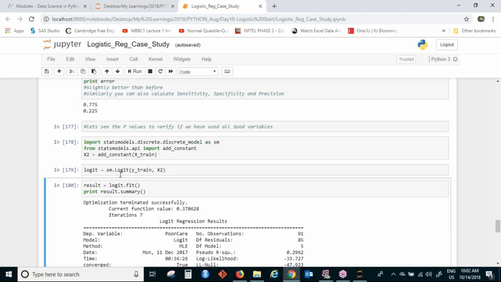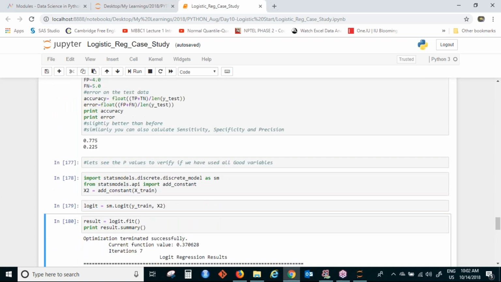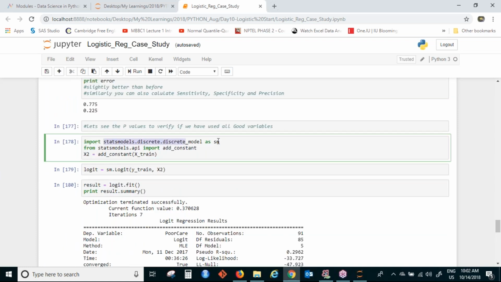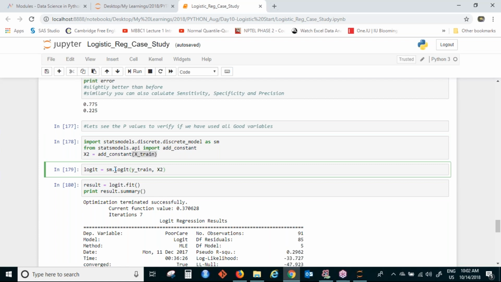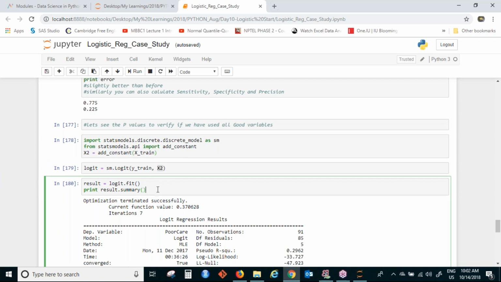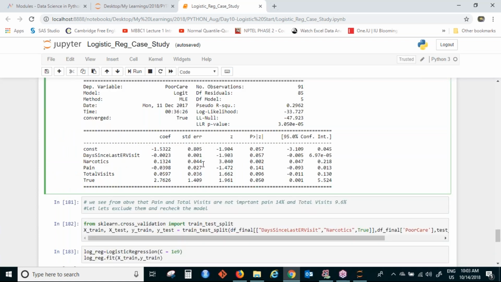So how do we get this? The same approach. Remember in linear regression, this is what we used. From statsmodels dot this, you import sm, and statsmodels add constant. You will add a constant first, and then here you will use the sm dot logit function. In linear regression, you use something else. Then you pass the y values, the dependent variable, and the independent variables, which include the constant also. Then you just run the summary function and you get the output. So you will get the p-values for all independent variables in the case of logistic regression also.